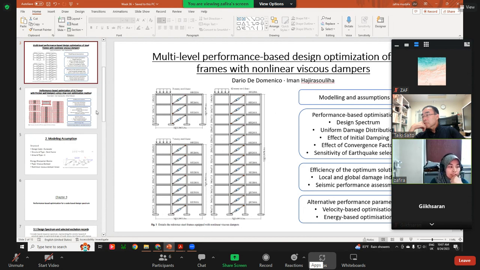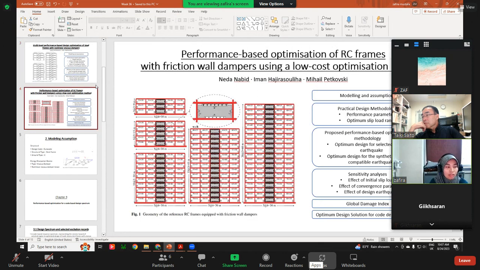Yeah, that's what I understand from these two papers. And here also, it uses the global damage index. And finally, you optimize the design solution for the code design spectrum, and it is also using EC8 Eurocode.